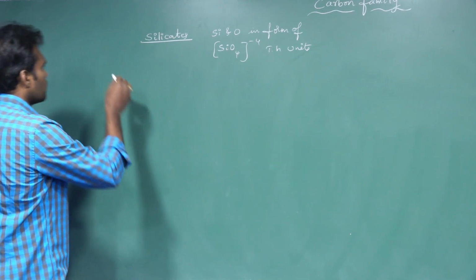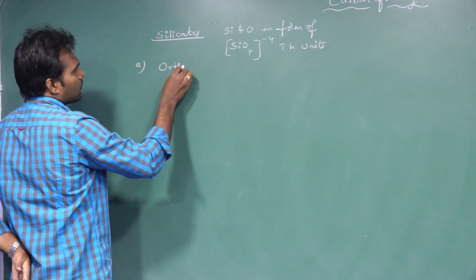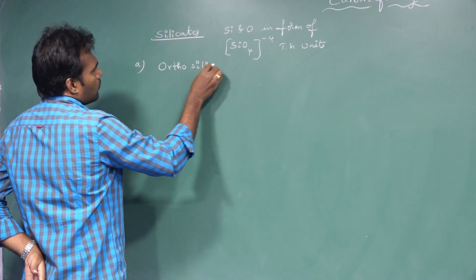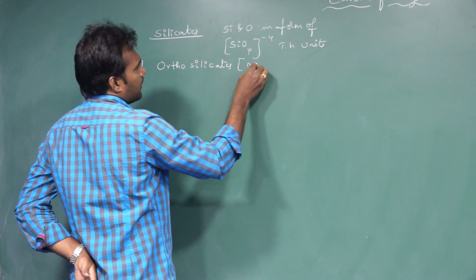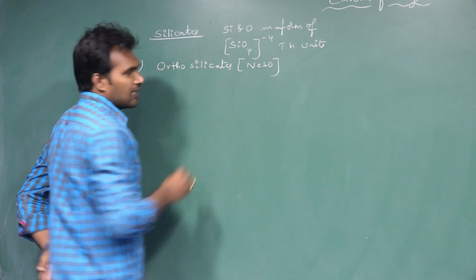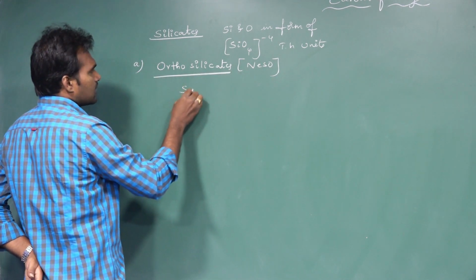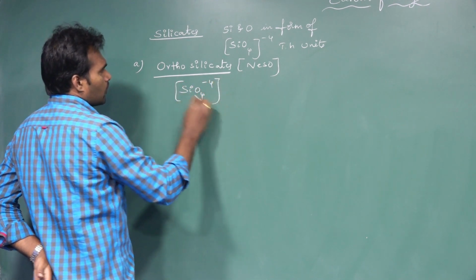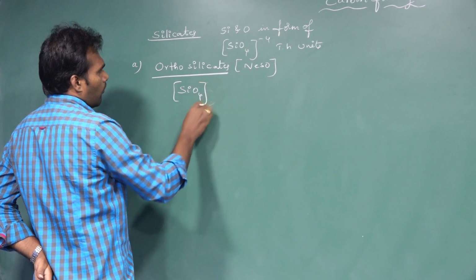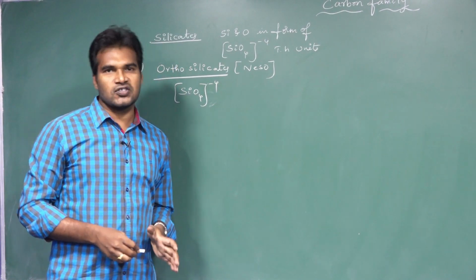The first one we already discussed. The first one is orthosilicates. Orthosilicates we also call nesosilicates. And their general formula is SiO4 minus 4. So that is the general formula of orthosilicates.